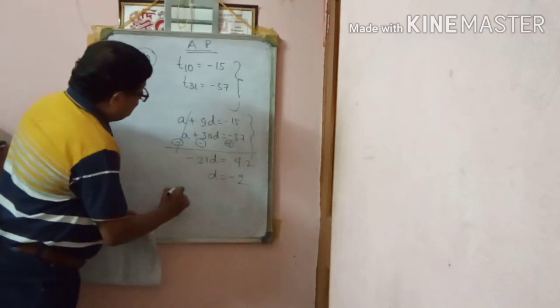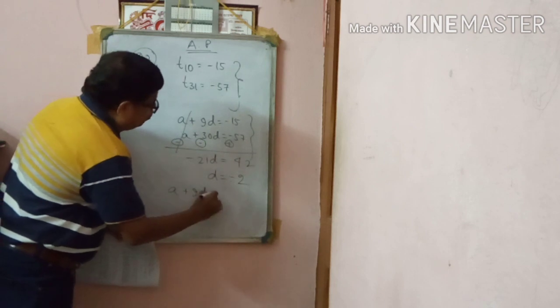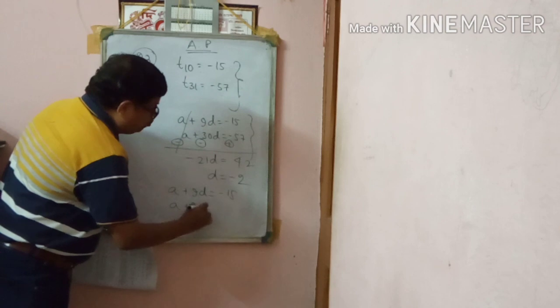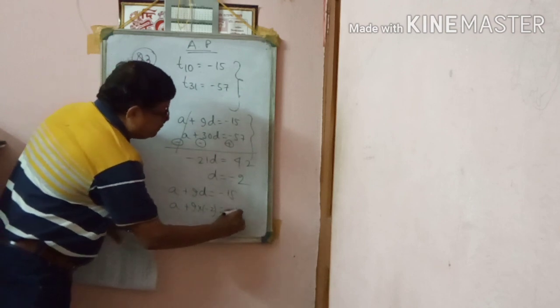Now find the value of A. Just put the value: A plus 9D equal to minus 15, so A plus 9 into minus 2 equal to minus 15.